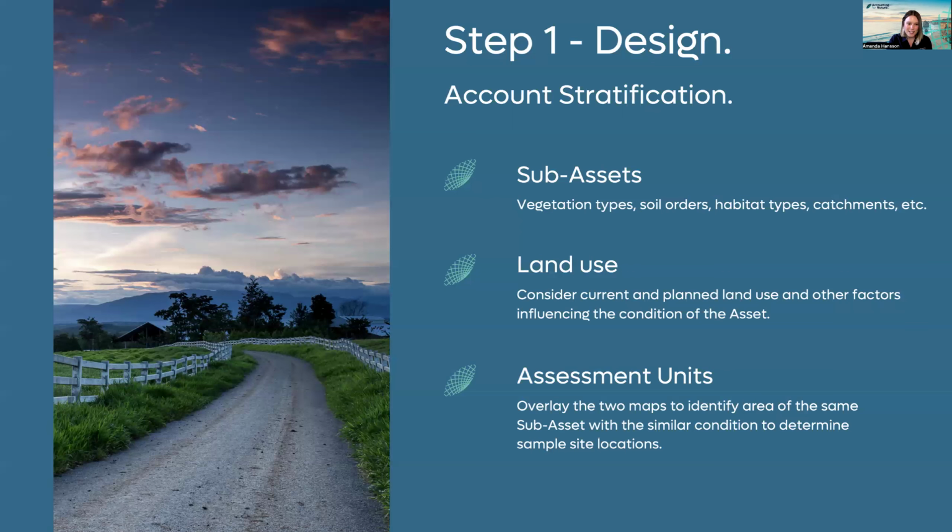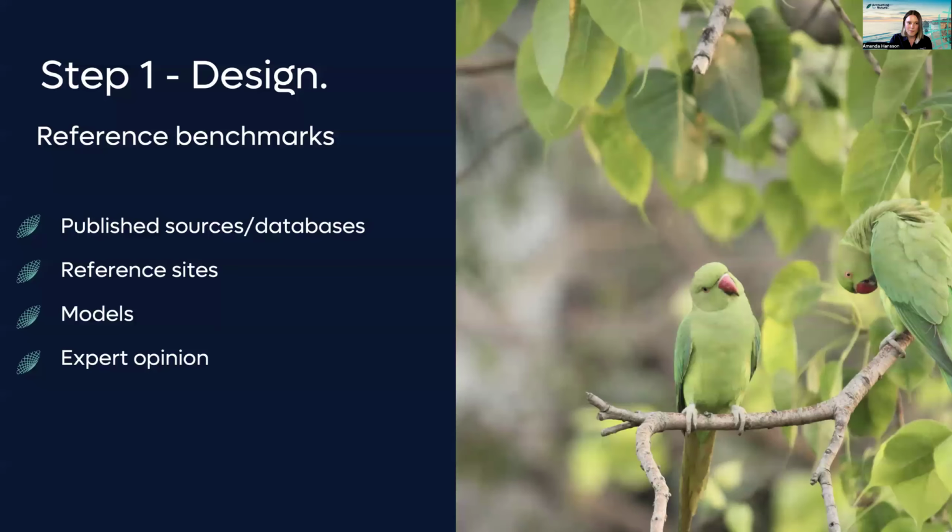It's the assessment units that tell you how many samples you will need to take, and the method will then guide you on how to establish those sample sites within each assessment unit. You also need to consider how to identify the reference benchmarks. Most of our methods include links to databases or resources to help you identify a reference benchmark, but there are differences across Australia in the availability and accessibility of benchmark data, depending on the environmental asset at hand, but also your specific geographic location.